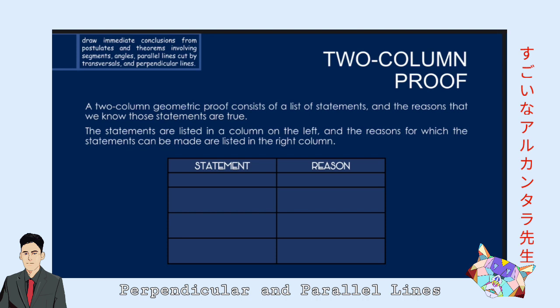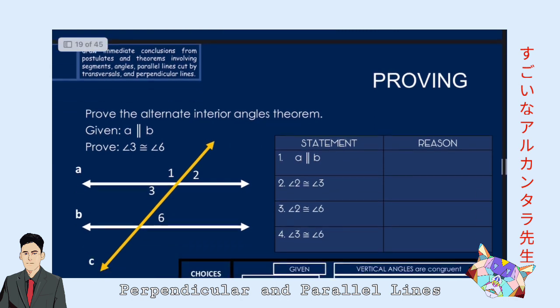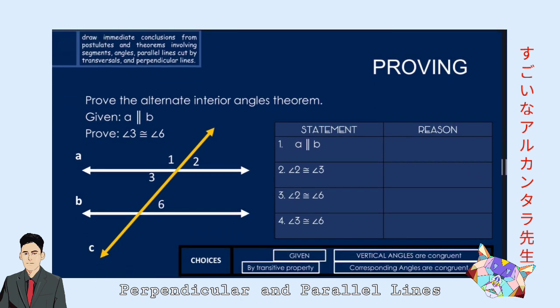So it's much better understood when you have examples. So let's say that we have here the alternate interior angles theorem. So given that A is parallel to B, prove that angle 3 is congruent to angle 6. Now, one of the things that I want everybody to understand in the first place, or first things first probably, is that there will always be a given like this, or the problem will always be like this.